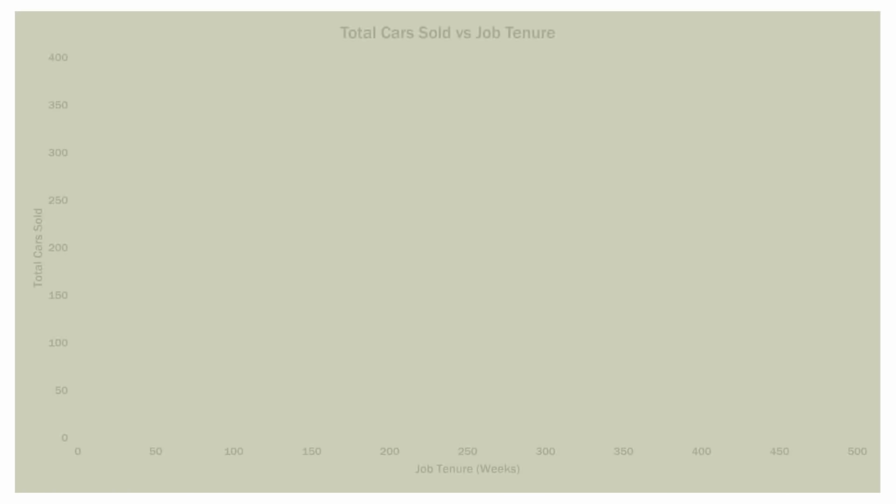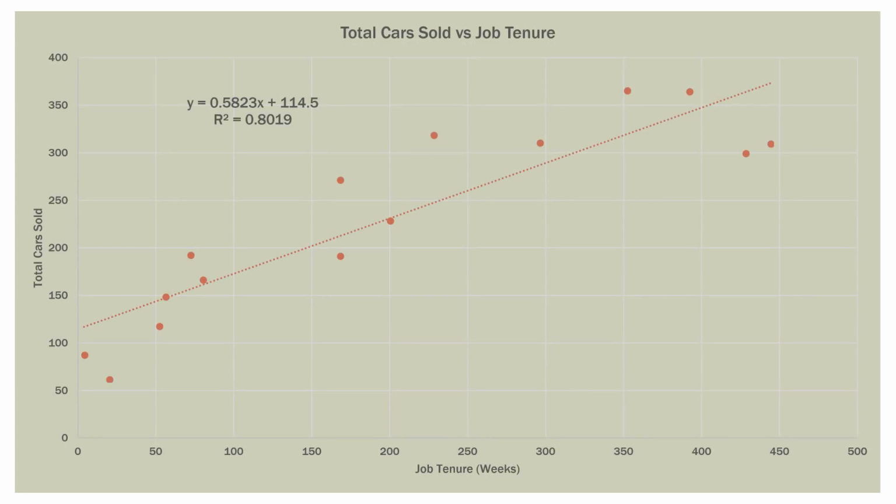So let's test some things out. Here's our data with a linear model on it. You can see by looking at it that the straight line fits the data pretty well. It kind of goes right through the data there. Nothing too crazy looking. We have a regression equation of 0.5823x plus 114.5.